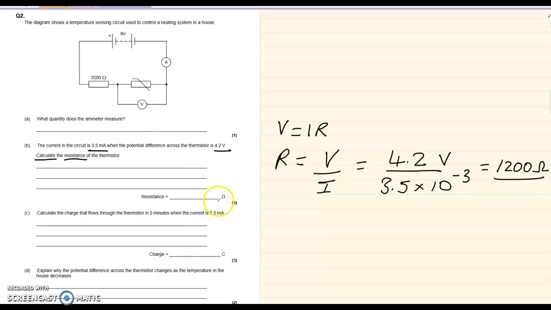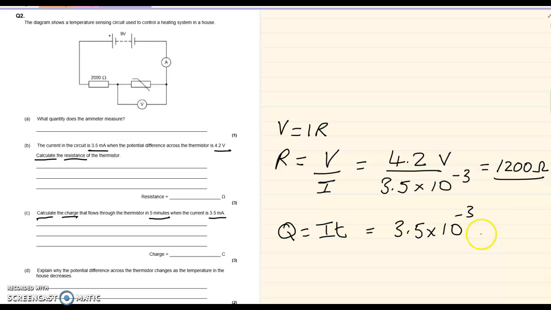Part C is asking you to calculate the charge, command word, what I want to know, time, current. I'm going to use my charge equals current times time equation. I know the current is 3.5 milliamps. I know I need to change that into amps, so I'm going to do times 10 to the minus 3.